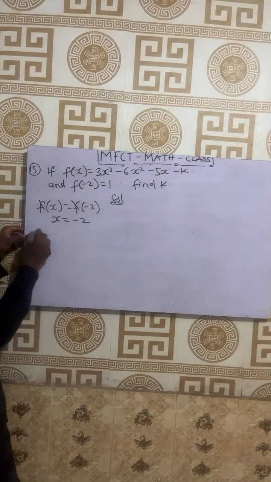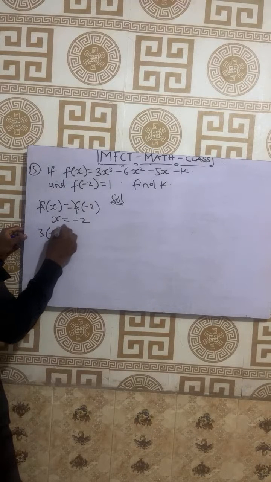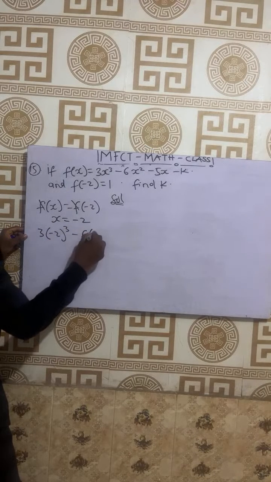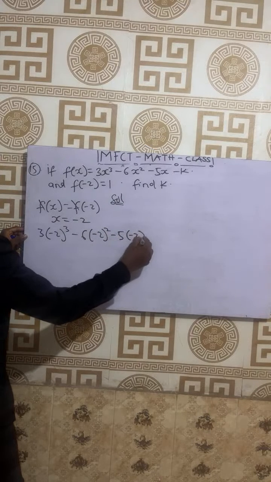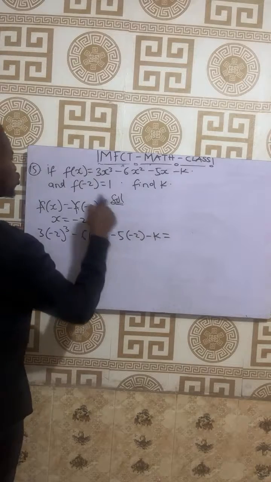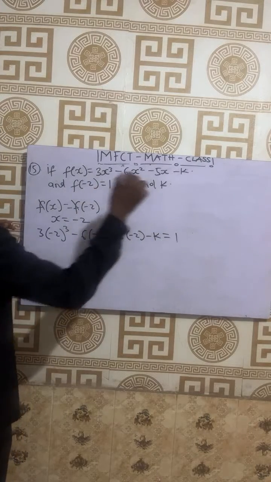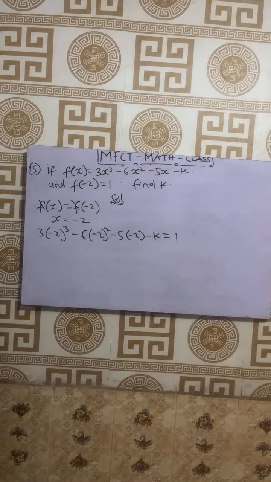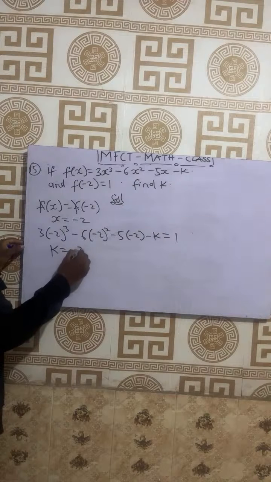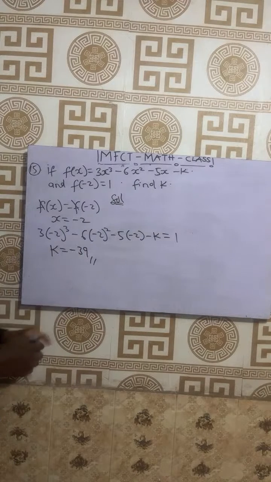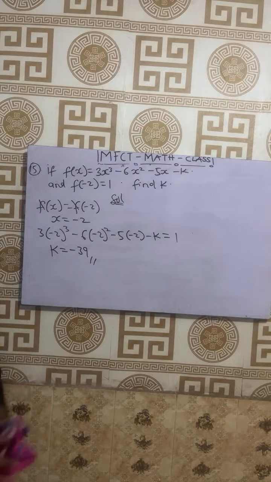So therefore, this will just be 3 times minus 2 raised to power 3 minus 6 times minus 2 squared minus 5 times minus 2 minus k is equals to 1. So guys, we are going to solve this. Then if you solve this correctly, the value for your k will be equals to minus 39. The value for k will be equals to minus 39. So that's the second. Let's look at the third question.